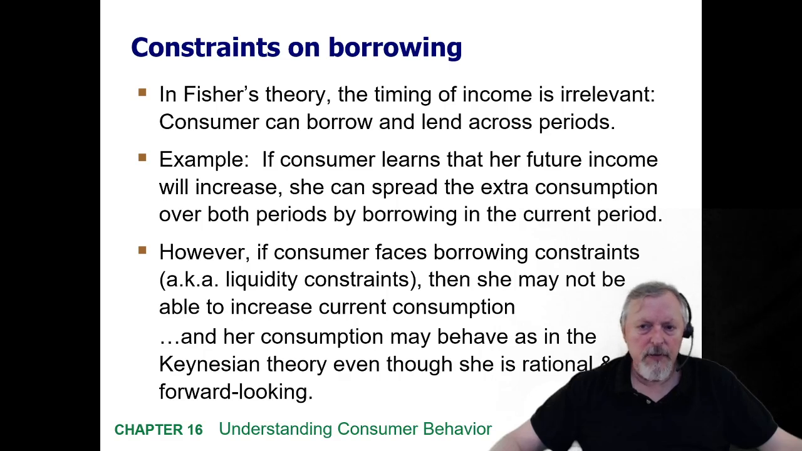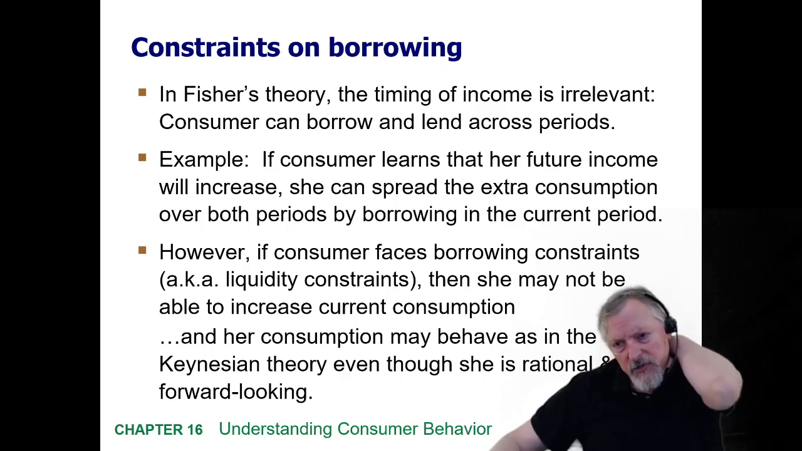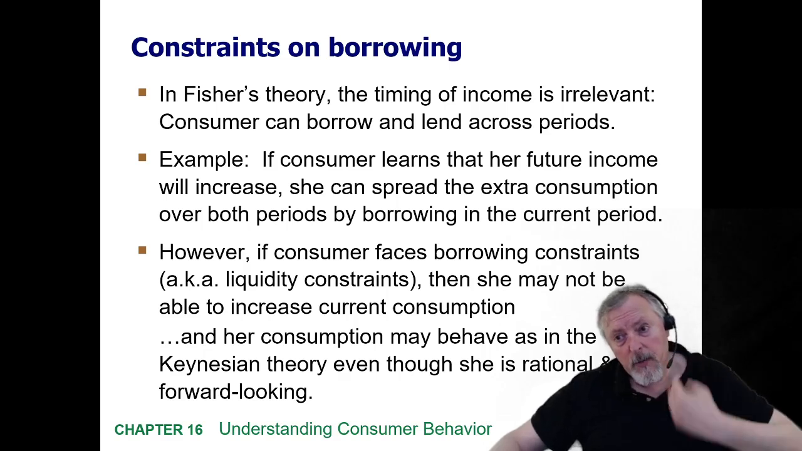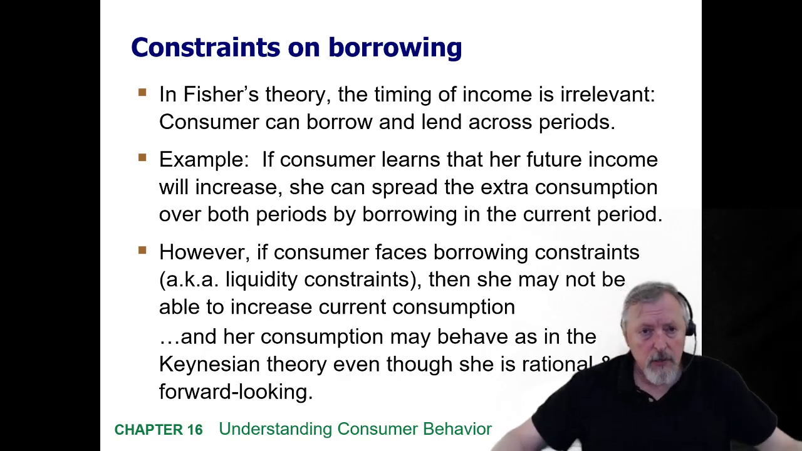Under Keynes, that can't happen. Now, of course, we know that there are frictions and limits on how much you can shift income between time periods. You can essentially always push income farther into the future. You can always lend, but you can't always borrow. People have credit limits. We call this a liquidity constraint.